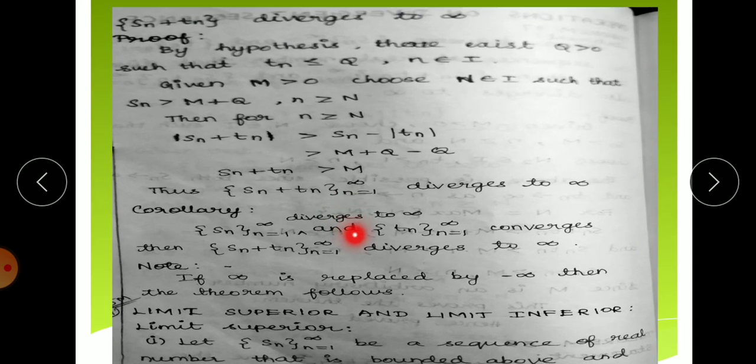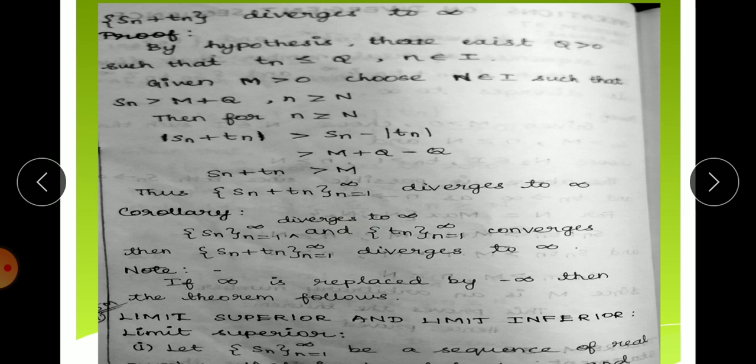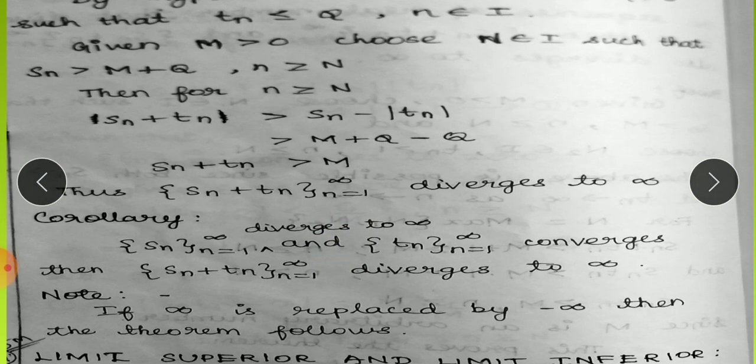See the proof. By the hypothesis there exists q greater than 0 such that modulus of Tn is less than or equal to q. This is by the bounded definition. So given m greater than 0, choose n1 belonging to I such that Sn is greater than m plus q, where n is greater than or equal to n1. Then for n greater than or equal to n1, Sn plus Tn is greater than Sn minus modulus of Tn. We have taken modulus of Tn less than or equal to q, and Sn is greater than m plus q, so m plus q minus q. So Sn plus Tn is greater than m. Therefore the sequence diverges to infinity.